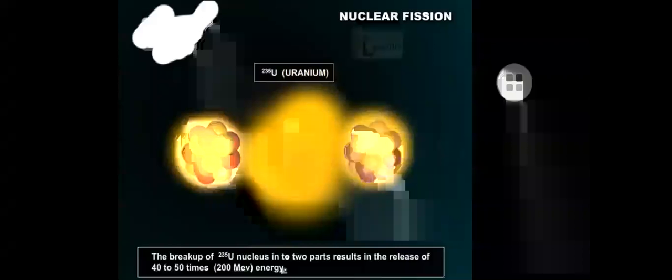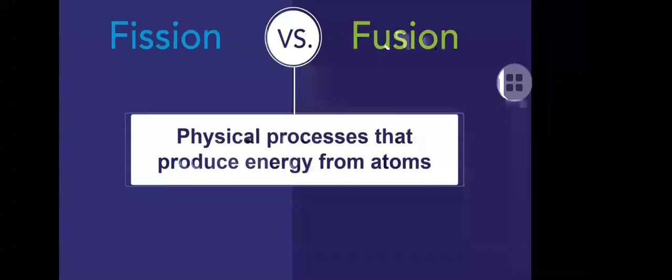So here it is clear that in fission, I'm telling you again, nuclear fission is the process of the breakup of a uranium-235 nucleus into two parts, resulting in the release of 40 to 50 times more energy. Fission and fusion are both physical processes that produce energy from atoms. So remember these, both of the processes produce energy from atoms.